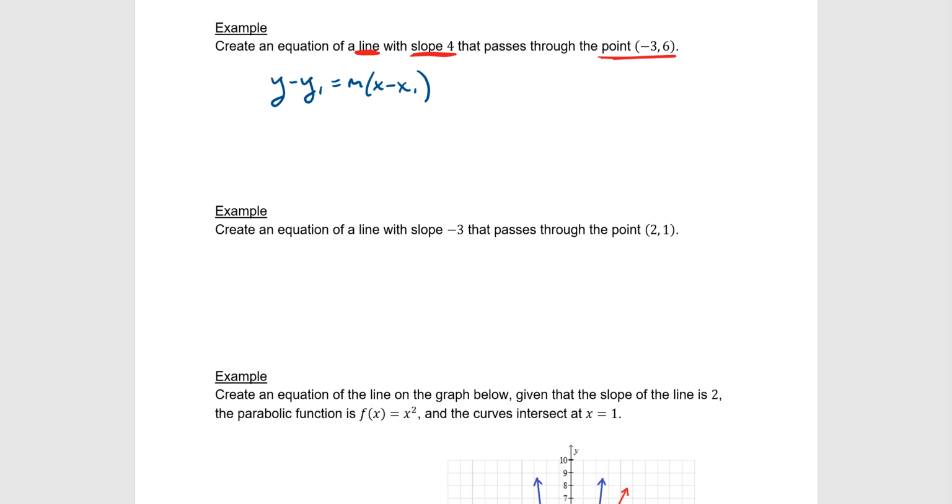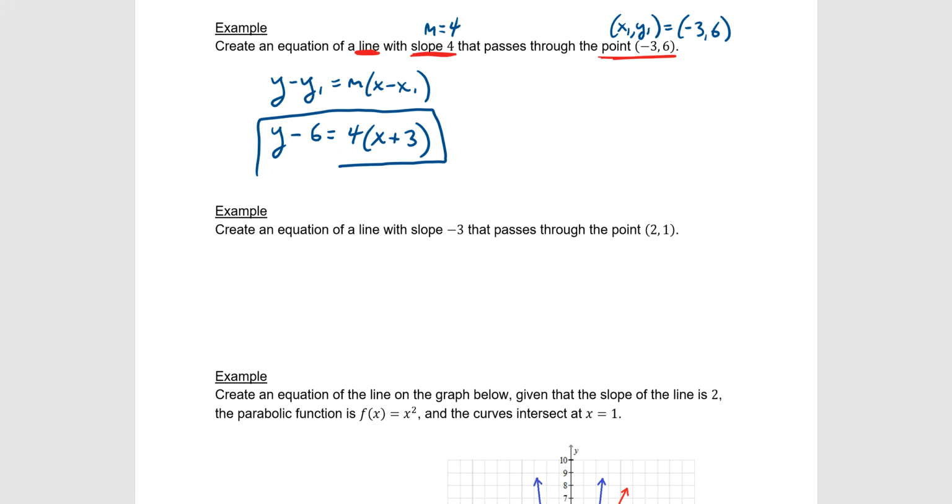We know that the slope is 4, and x1, y1 is negative 3, 6. So that's going to be y minus 6 equals 4 times x plus 3. Notice that I didn't write x minus negative 3. You can write that, but if you know you're subtracting a negative, just skip to adding the positive right away. So that's technically all you have to do. It didn't say solve it for y, so you can just end right there.